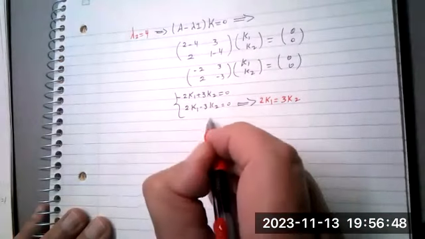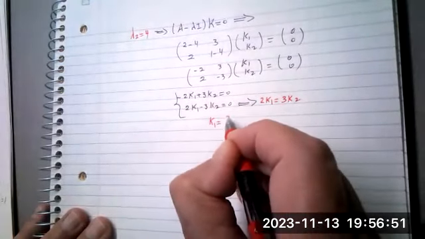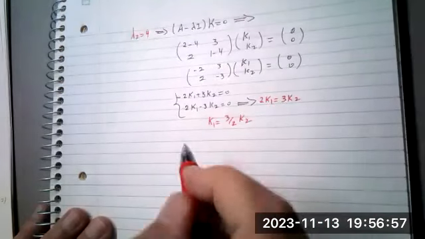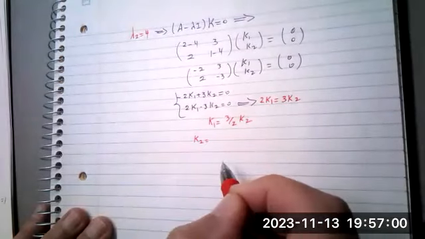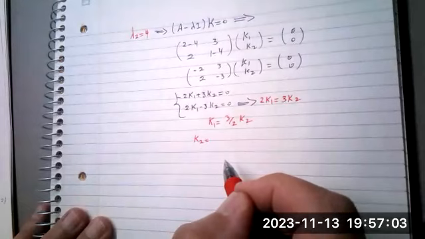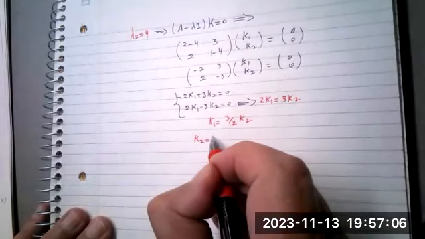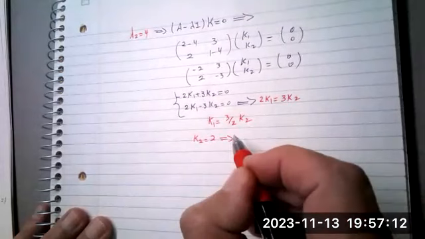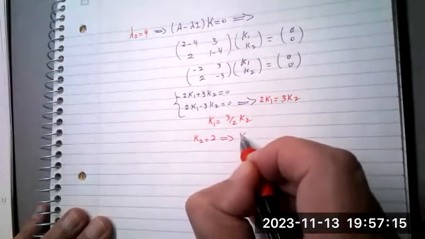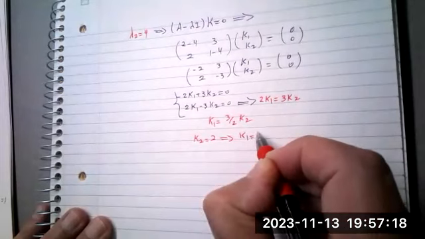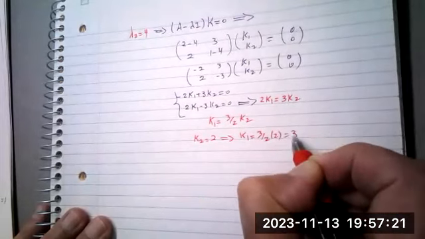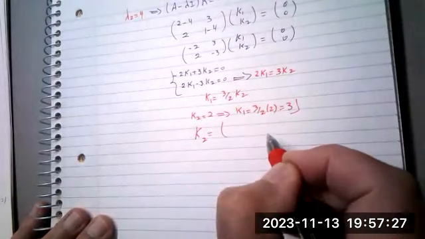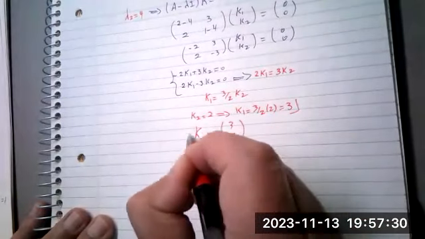So K1 is going to be equal to 3/2 of K2. You get the next number for K2. What's the next number? Okay, two. Three would be fine too. So that gives you 3/2 times 2, so that gives us 3. That's enough. So the second vector is 3, 2. There you are.